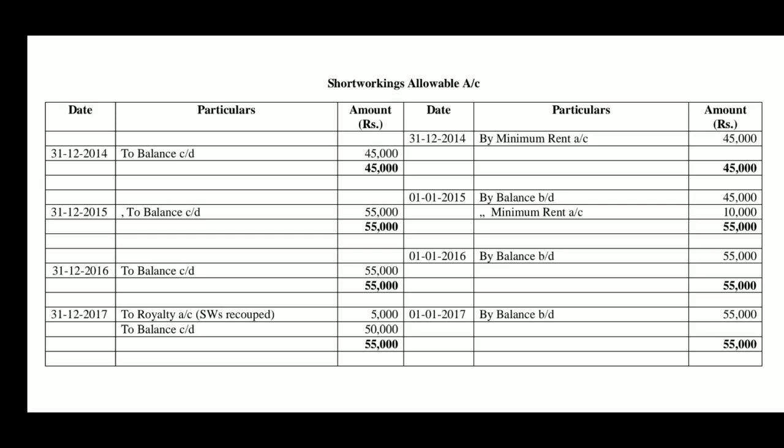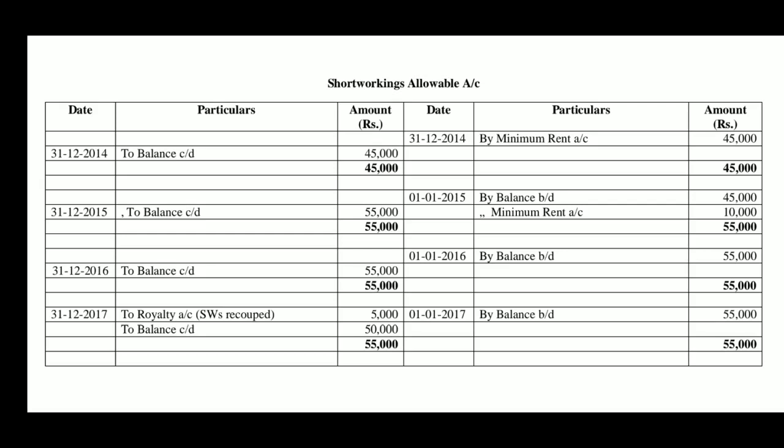In the next year 2015, on 1/1/2015, by balance brought down 45,000, by minimum rent account 10,000, that is the minimum rent 10,000 in the sense with the amount of short workings. In the second year, 10,000 was short workings allowable account credited by minimum rent account 10,000.